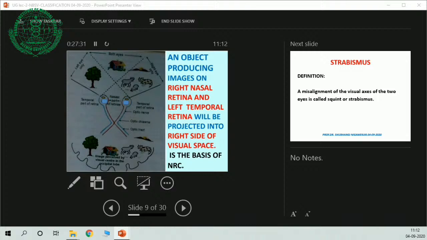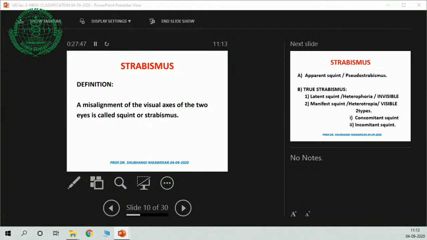An object producing an image on the right nasal retina and the left temporal retina will be projected into the right side of the visual space, and this is the basis of NRC, that is, normal retinal correspondence. Is that clear now? Yes.